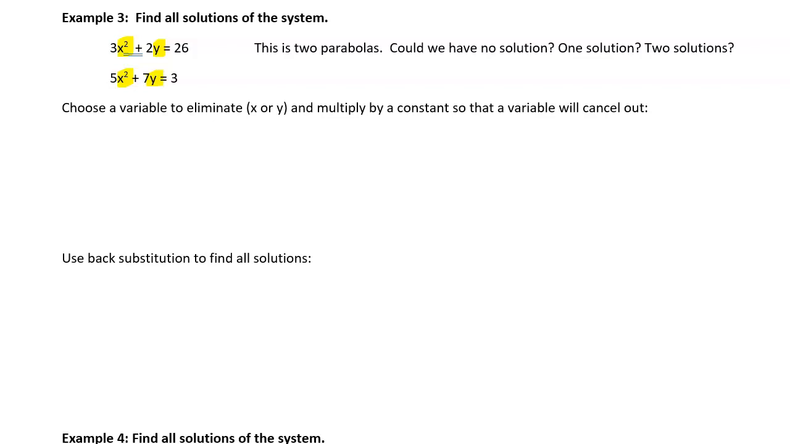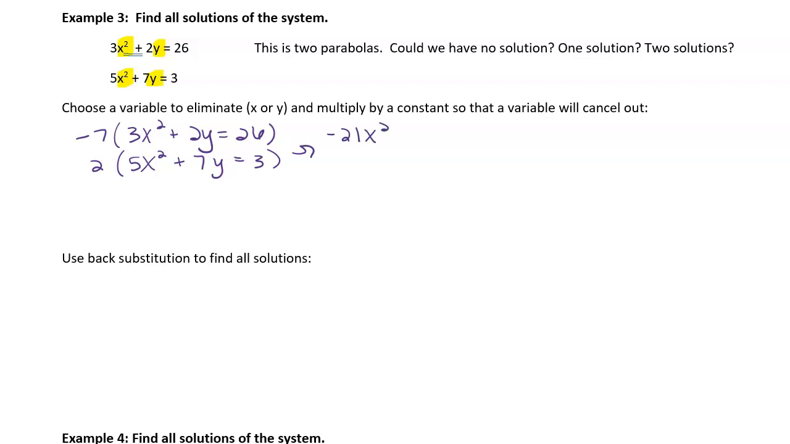So I'm going to multiply my first equation by a -7. And then I'm going to multiply the second equation by a 2. And that will make my y variables eliminate. So let me fill these steps in.